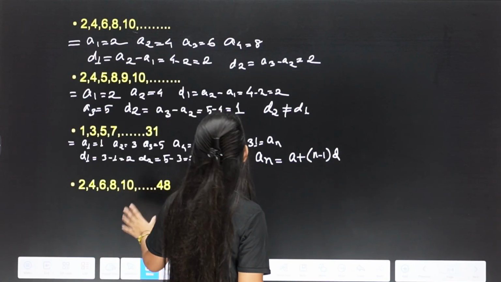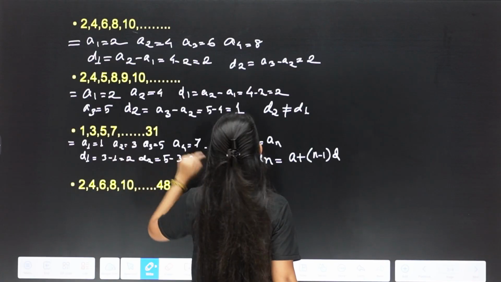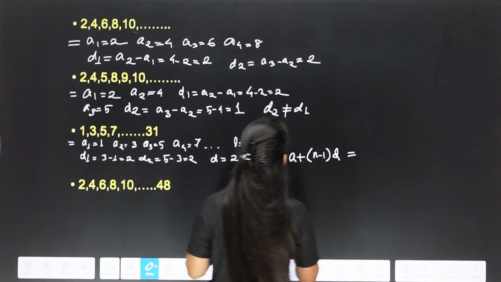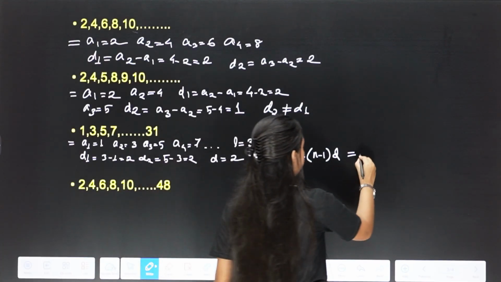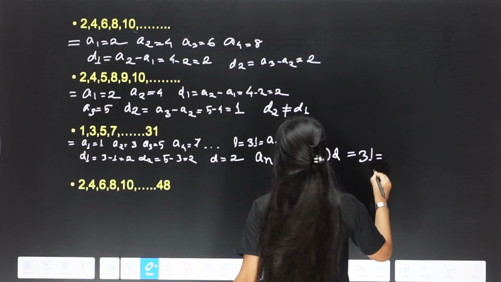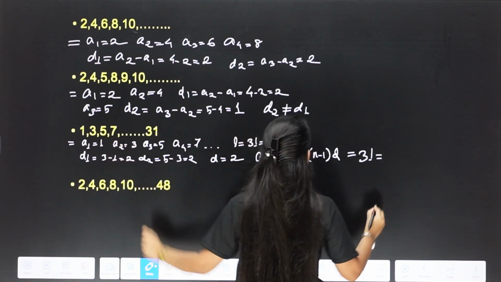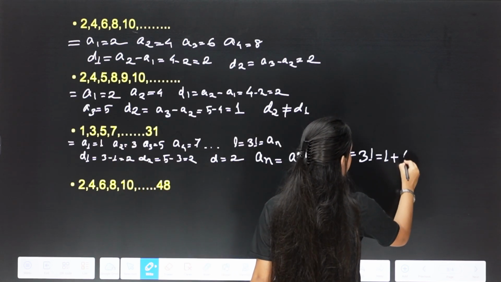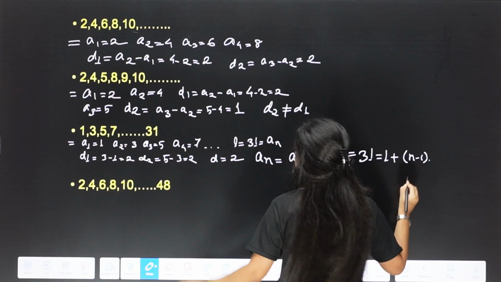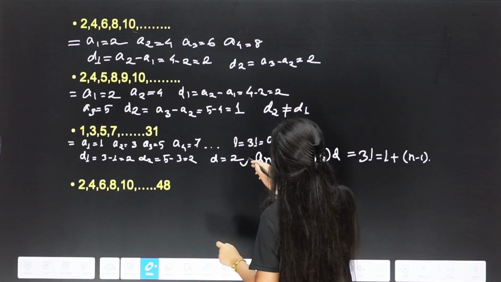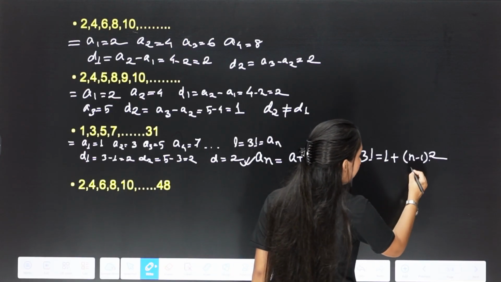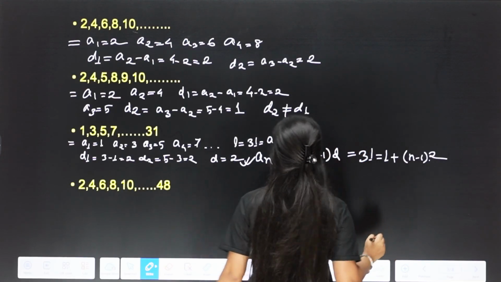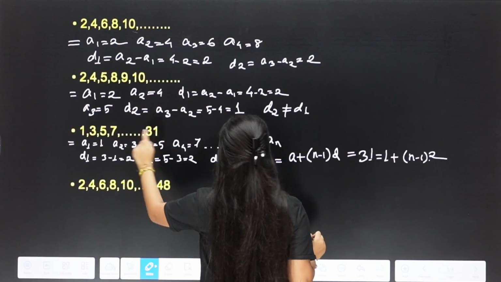We are asked to find how many terms are present in this sequence. First of all, we write the value of An, that is 31. 31 is equal to, what is the first term? The first term is 1. Then 1 plus n minus 1 into d. What is the common difference? The common difference is 2. We are asked to find the value of n, that is, the number of terms present in this sequence.